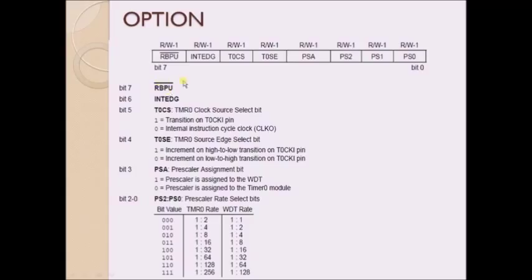RBPU bar. Now this indicates it's an active low bit. So if a 0 is written into this particular bit, then the pull-up gets activated for port B pins. If you are programming this particular bit with logic 1, then pull-ups are disabled for port B.